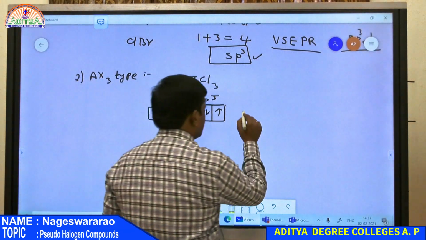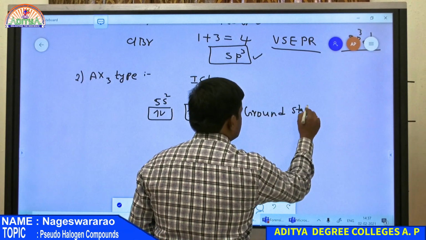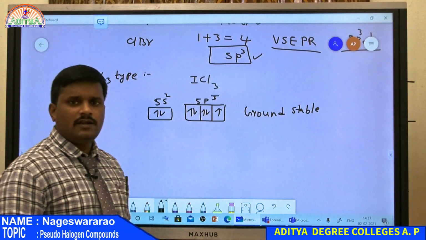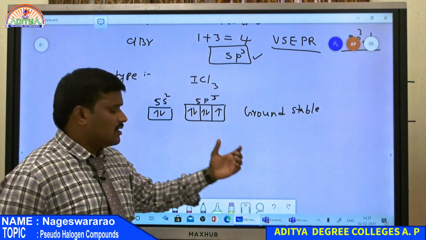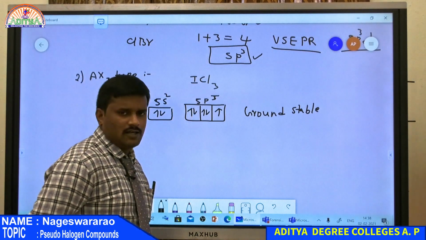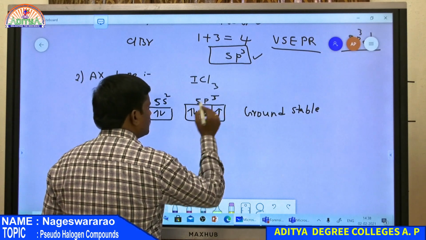So this is the case of the ground state. Ground state means the lower energy state. Whenever it is the ground state, it is lower energy, and all electrons are present in the s orbital as well as the p orbital. So here 1 electron is an unpaired electron.